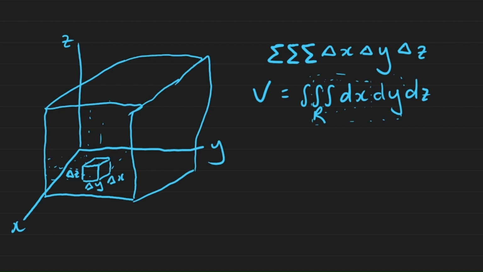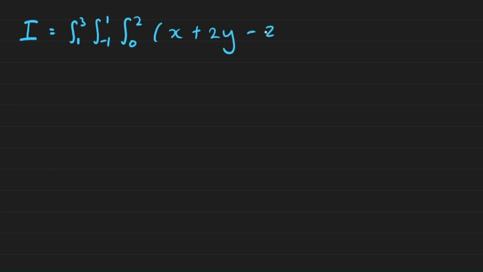So we can illustrate that with a simple example, and that example is to evaluate the integral where we have three integrals, three bounds. So integrating from -3 to 3, from 1 to 3, then -1 to +1, and then from 0 to 2. And we're integrating the function x plus 2y minus z.